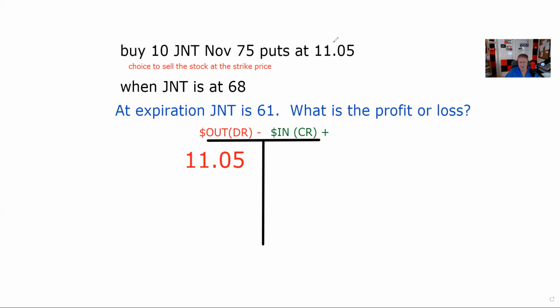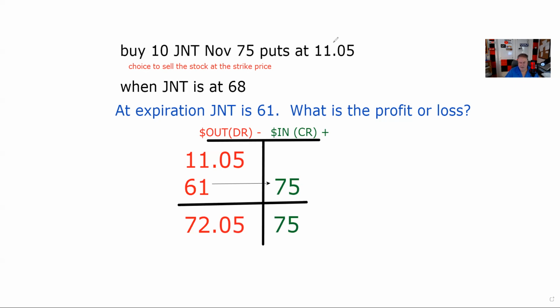Okay, it says at expiration, JNT is 61. You should definitely know that if I have a choice to sell at 75 and the stock is 61, this contract has intrinsic value, which it does, so I'm going to exercise. So I'm going to buy the stock at 61 and stick it to somebody at 75. That's what that choice is. Ultimately, that means I'm out 11.05 for the put contract and 61 for the stock, so I'm out 72.05. Then I exercised my put and sold the stock for 75. So I am a happy camper. I've got more money in than money out.